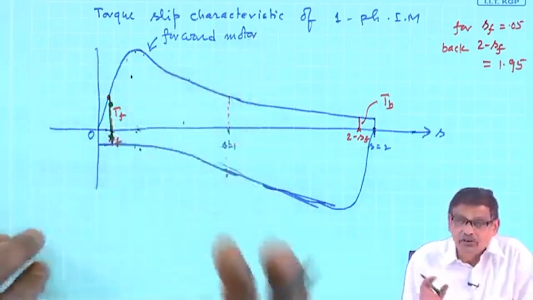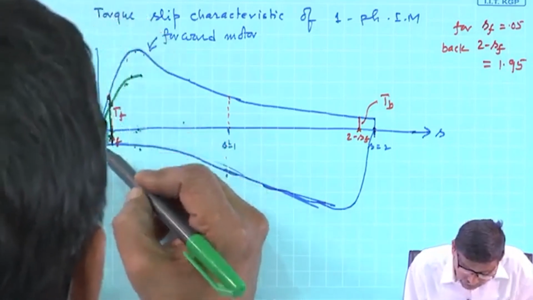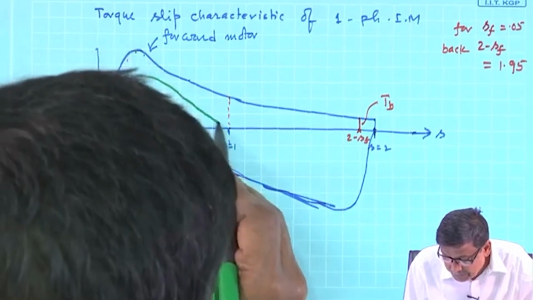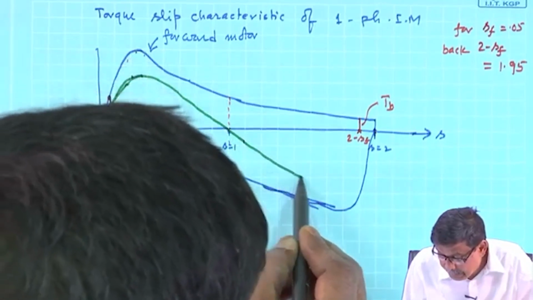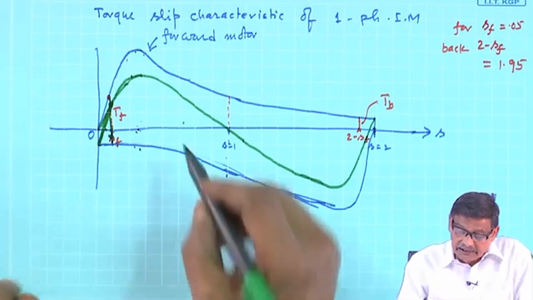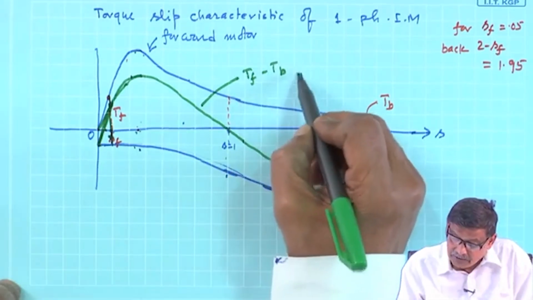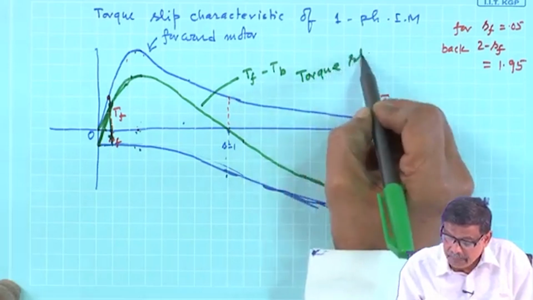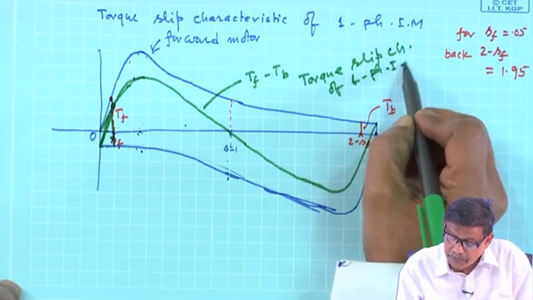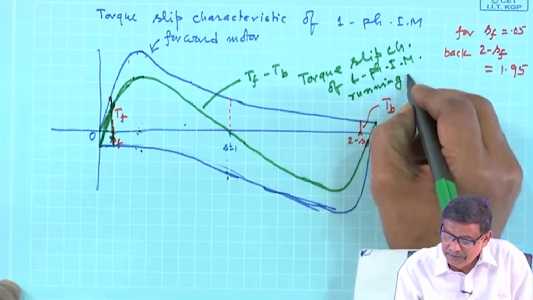So, the resultant torque slip characteristics then will be somewhat, I am sorry, it will start from this negative value, it will go there, it will go there. Tf minus Tb, if you go on doing, it will be like this. This is the resultant Tf minus Tb. That is the torque slip characteristics of a single phase induction motor running on a single winding.